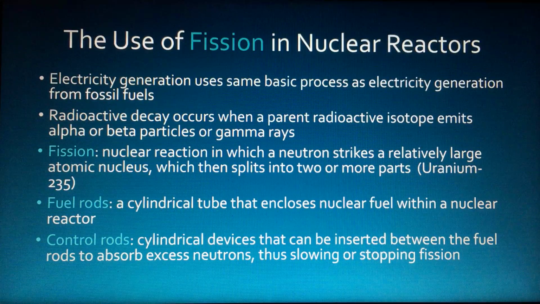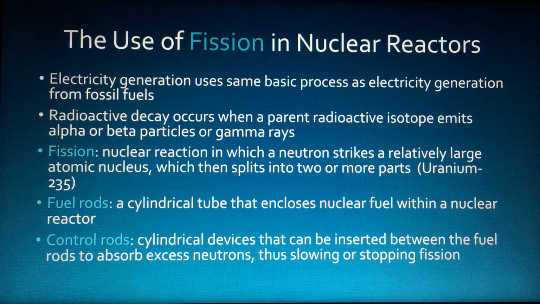So, the use of fission in nuclear reactors. Electricity generation uses the same basic process as electricity generation from fossil fuels. Steam turns in a turbine that turns a generator that can generate electricity, and nuclear power plants use a radioactive isotope known as uranium-235 as their fuel source.